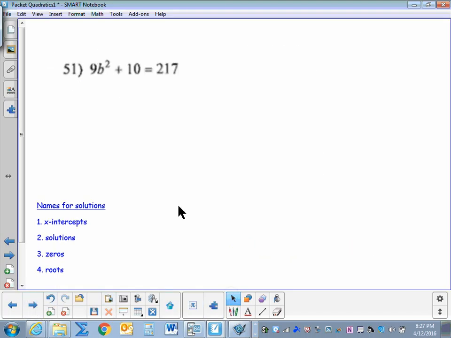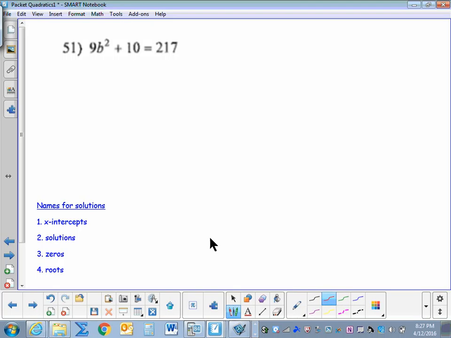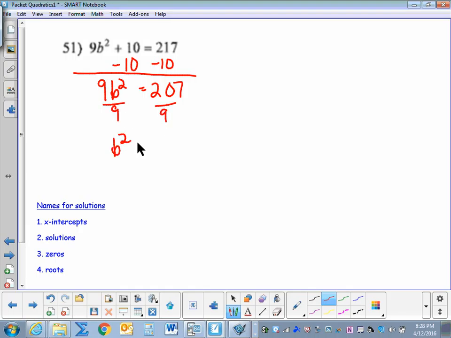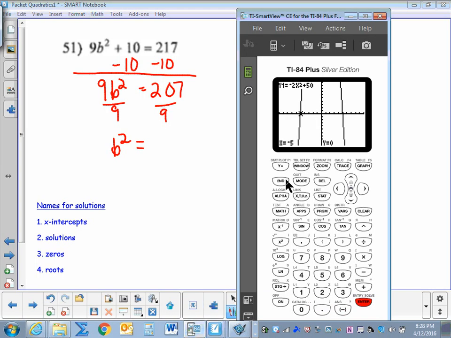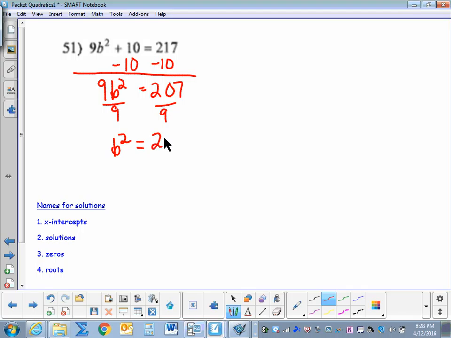Let's try 51 together. So now we've added another term. So again, we're going to isolate the variable. So we're going to subtract 10. Divide by 9. 207 divided by 9 is 23. Okay, so we're going to take the square root of b squared and the square root of 23. So our answer is going to be b equals plus or minus the square root of 23.